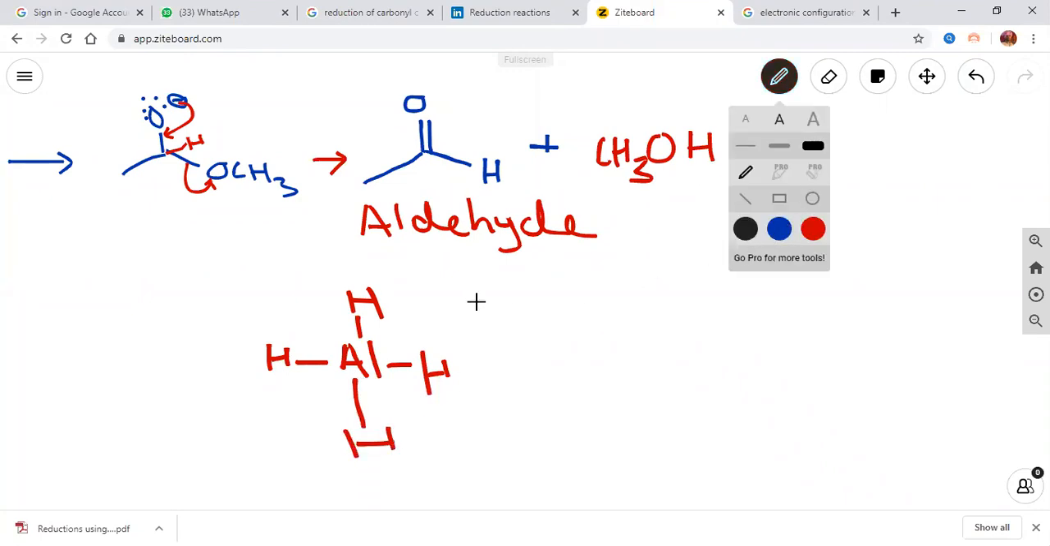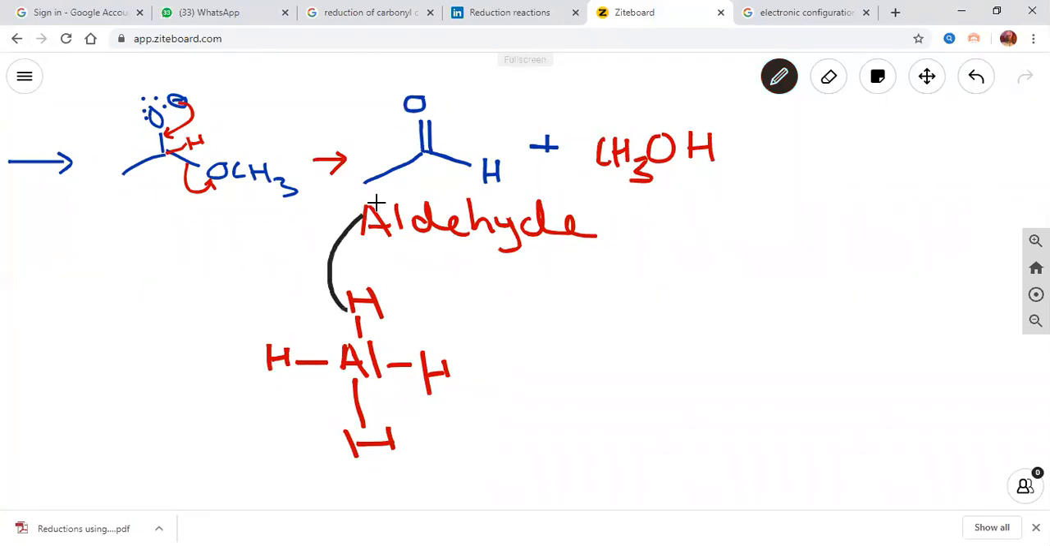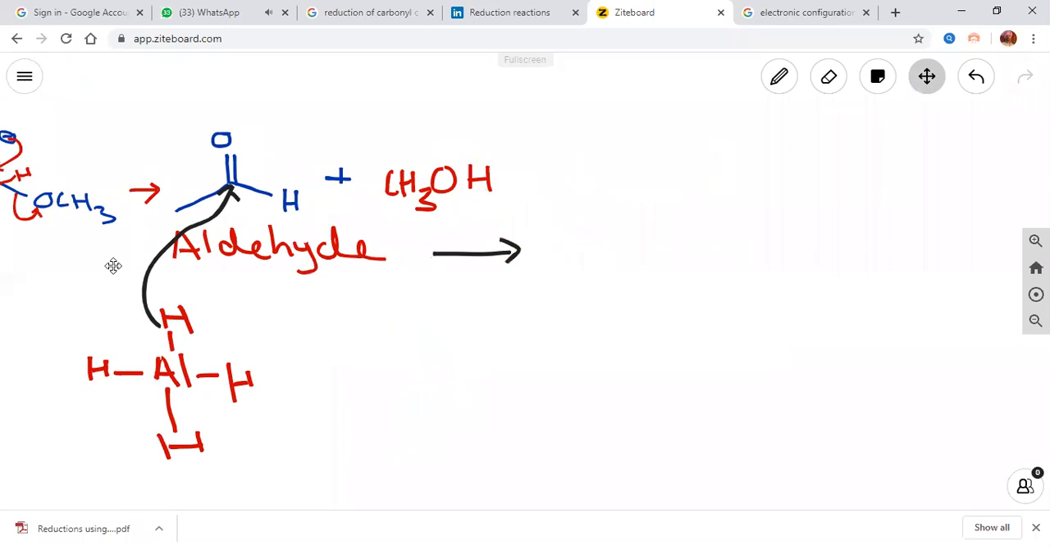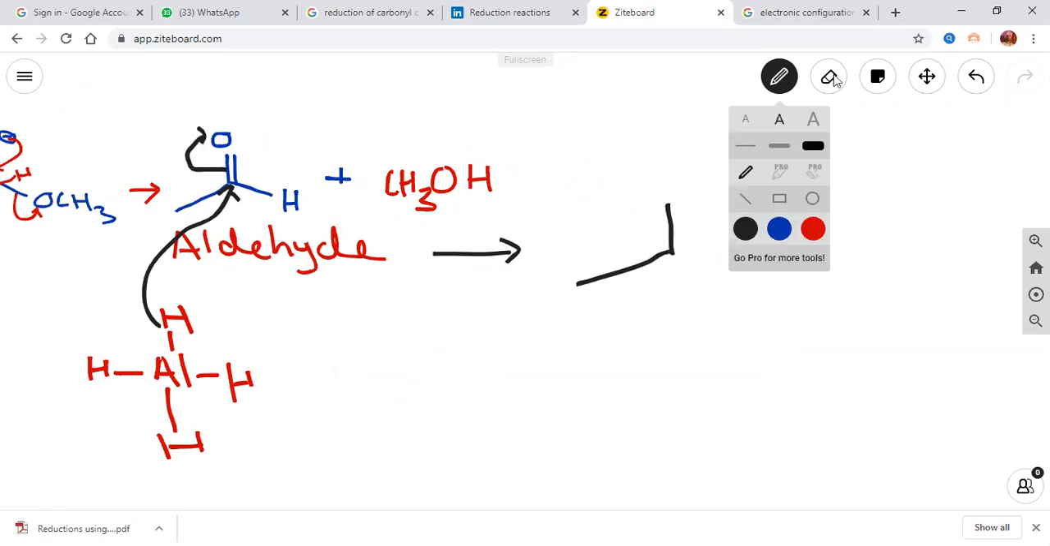So this hydride will attack here again. And one more hydrogen gets added to this compound. And it will go here, to this bond.